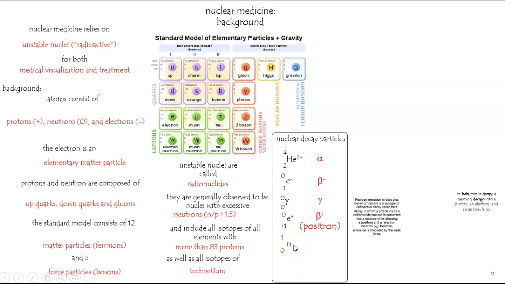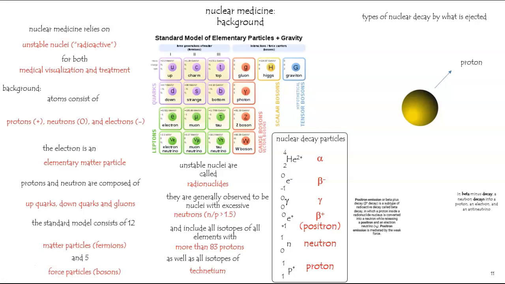Here's something pretty simple. This is just a neutron. No protons, one neutron. That's neutron decay. And here's proton decay. One proton, no neutrons, proton emission. We can summarize it like this. If a proton's being ejected, that's simply proton emission. It's rather rare. If a neutron is being ejected, well, it's pretty easy to understand.